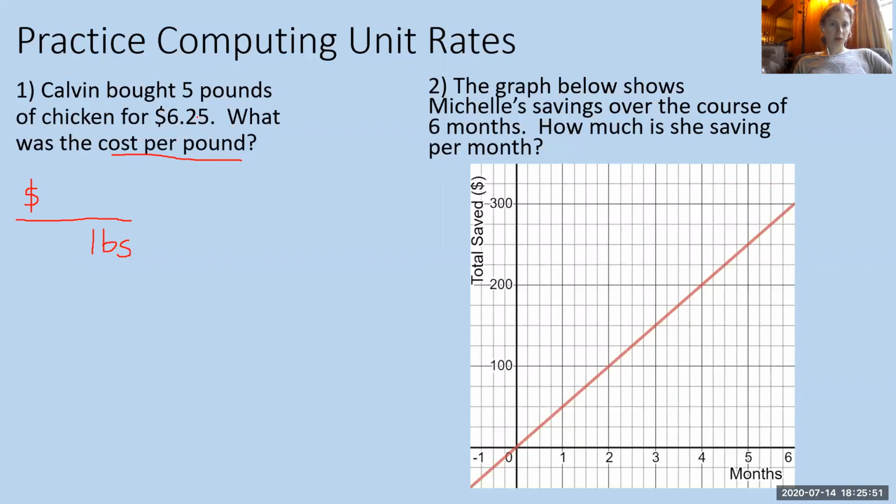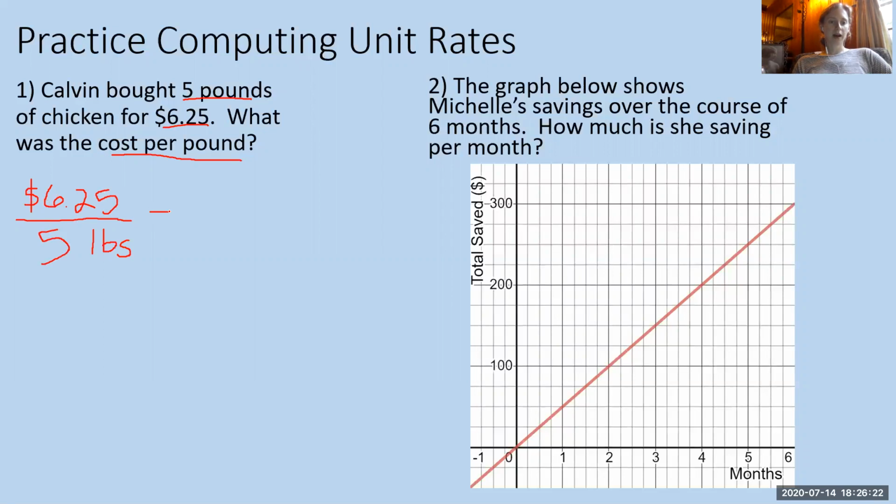So we're going to start out with the ratio they gave us. They told us 5 pounds is $6.25. So we want to make sure we are following the order in the question, right? We want to know cost per pound, so dollars per pound. We don't want to know pounds per dollar. So the order here is important. Pounds per dollar is different than dollars per pound. So $6.25, the cost per the number of pounds.